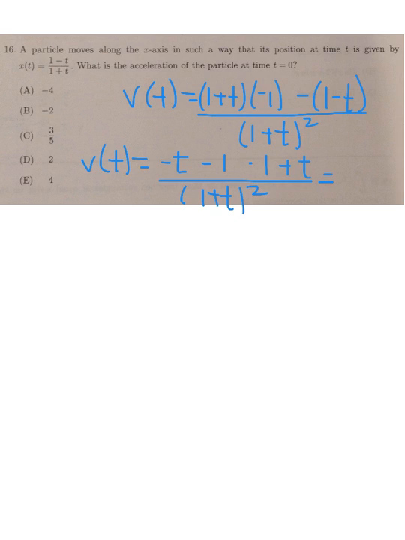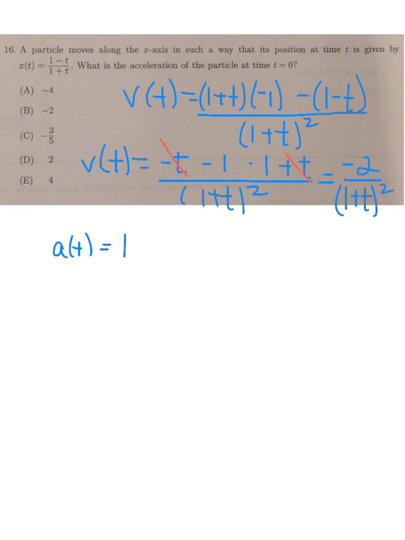So when you look at that, you're going to see that your t's are going to cancel out. So that's gone and that's gone. Okay? And then that's just going to leave you with, in the numerator, a -2, and in the denominator, 1 plus t, that quantity squared. Okay, so there's the velocity. Let's go one more, and we're going to do the acceleration, which is the derivative of that.